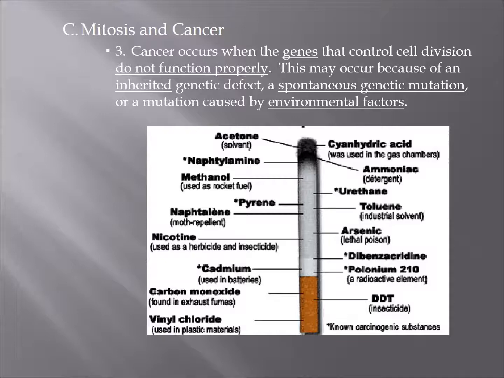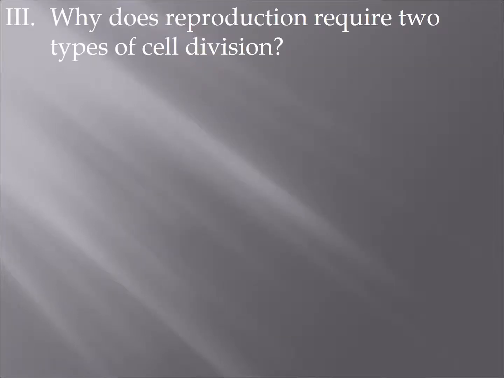Acetone. Acetone is nail polish remover. Then we have DDT, an insecticide that is not allowed anymore. Nicotine, of course, is the addictive part. Naphthalene is mothballs. Toluene is a solvent. It's often used to paint solvent. And then cyanhydric acid, if you look there, it was used in gas chambers during World War II. So there's some pretty nasty stuff in those cigarettes.